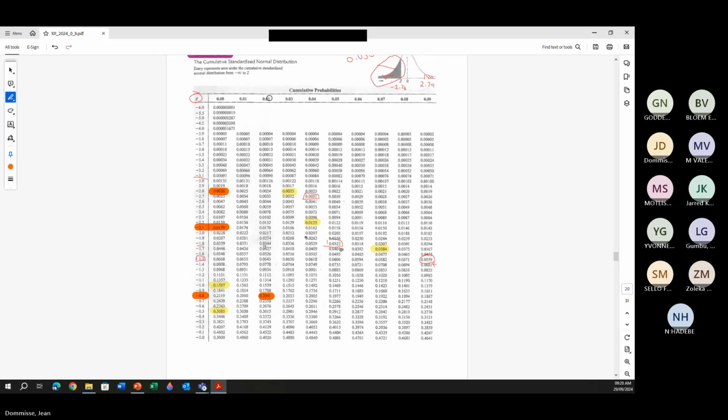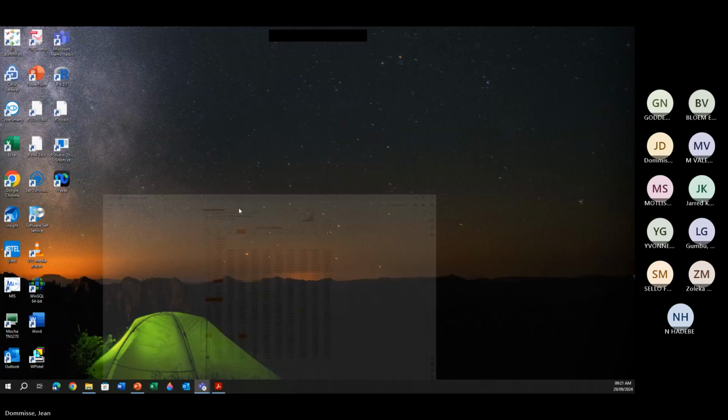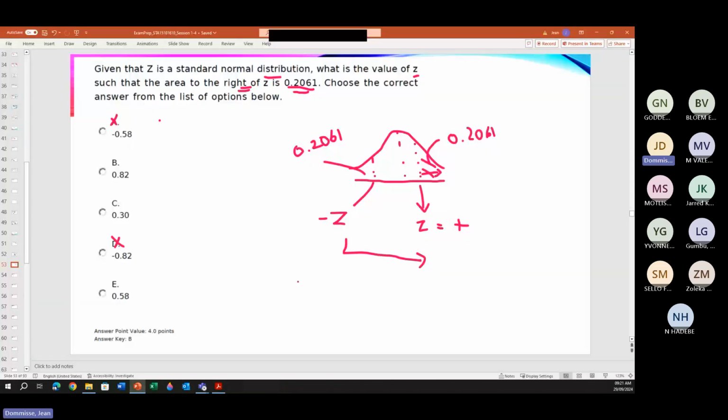Okay, so we can see 0,82. So minus 0,82. But remember, it is on the positive side. So it is positive 0,82. Positive 0,82. Answer is B.